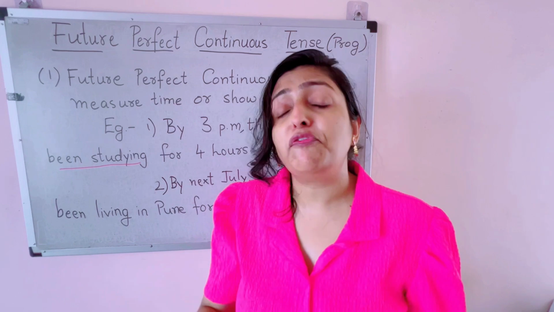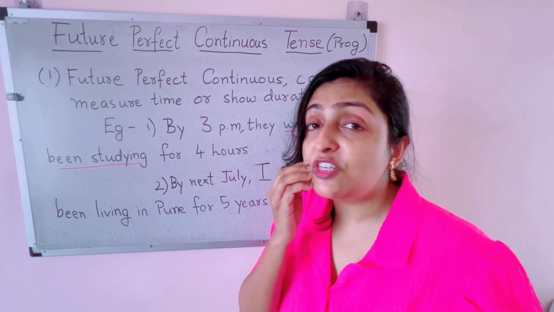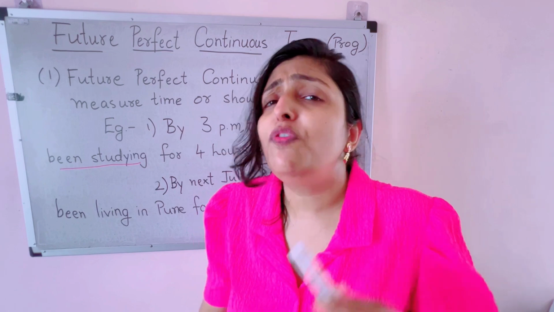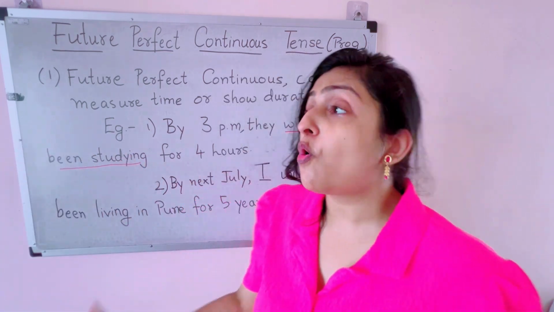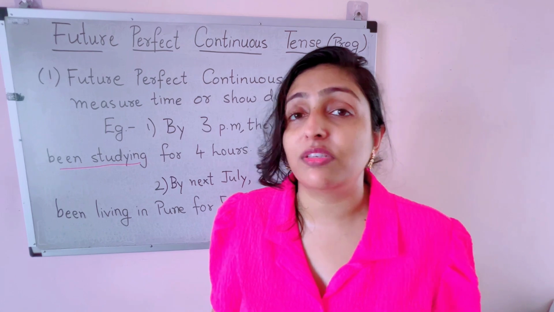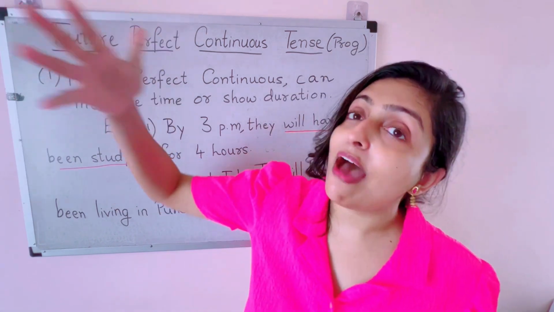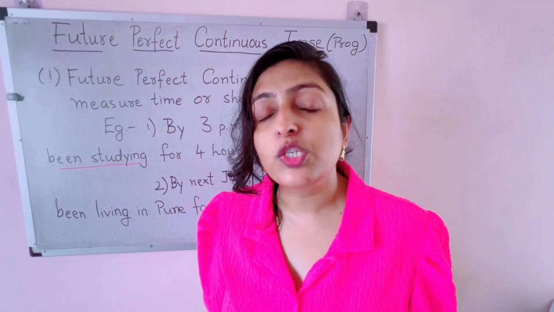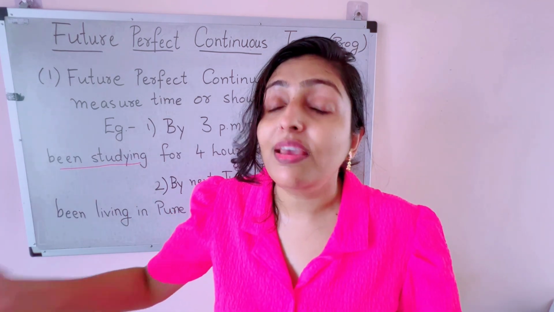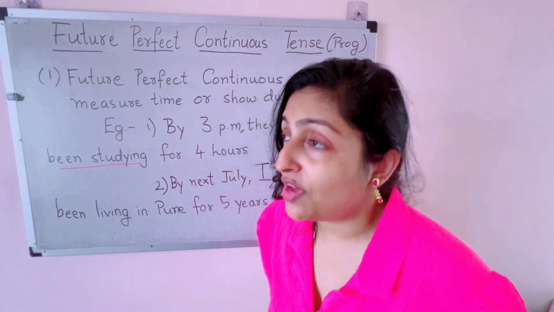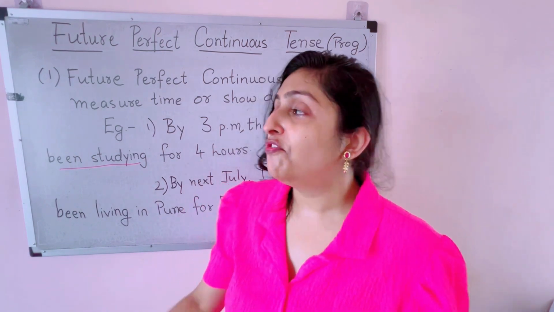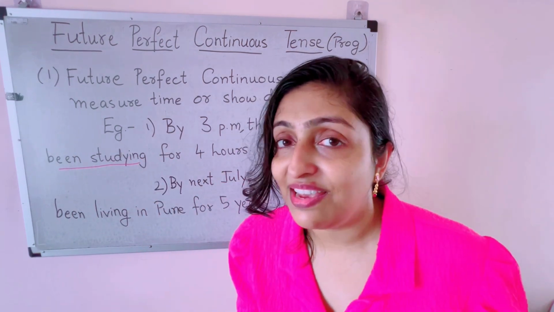What was the fifth important point I mentioned? There is progression of time. How do we know that time is progressing? There is an ing form in the sentence. They will have been studying. So will have been studying shows there is continuity, there is progress of time. So I hope future perfect continuous tense, the first example is clear.